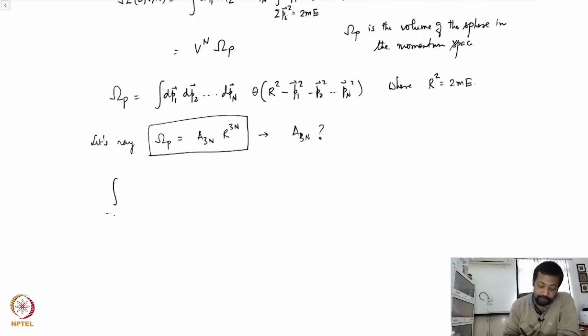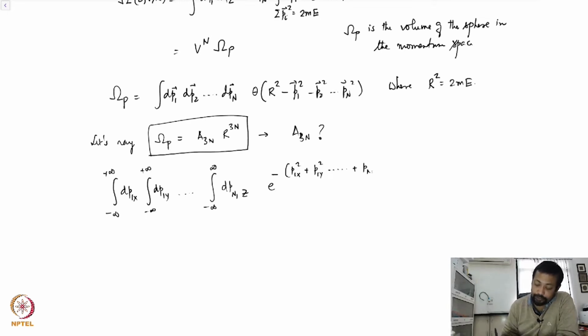For this, let's consider the integral from minus infinity to plus infinity dp1x dp1y all the way to dpn comma z, e to the power minus p1x square minus p1y square, and so on and so forth, all the way up to pnz square, right? Now this integral, I know each of these is a Gaussian integral, and therefore this integral is pi to the power 3n by 2, right?